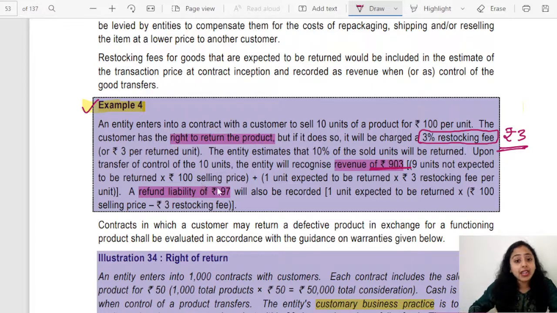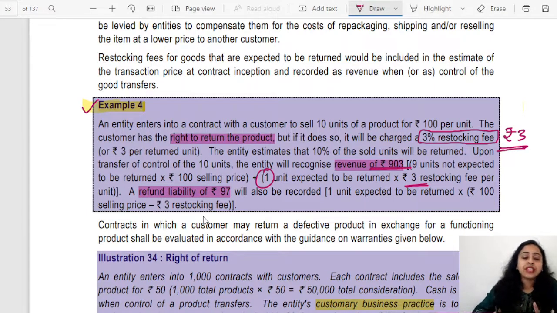Okay, and plus the 1 unit that is being expected to return into the 3 rupees restocking price, that is 903 rupees, and the remaining 97 will not be treated as revenue directly. Instead, it will be recorded as refund liability, because you might need to refund it anytime. Whenever it is being returned, you will have to refund this amount, and it is expected that 1 out of every 10 units is returned.